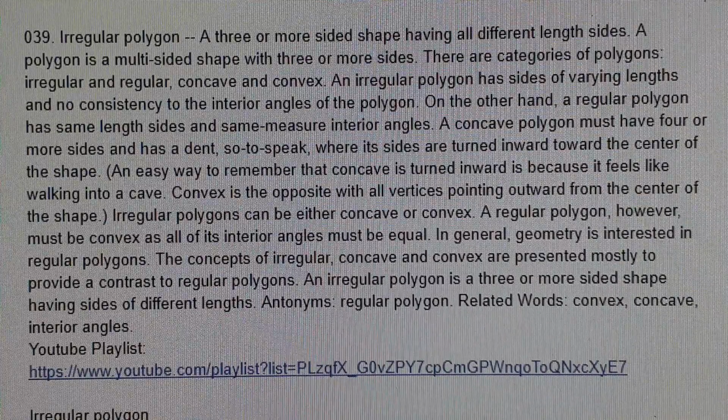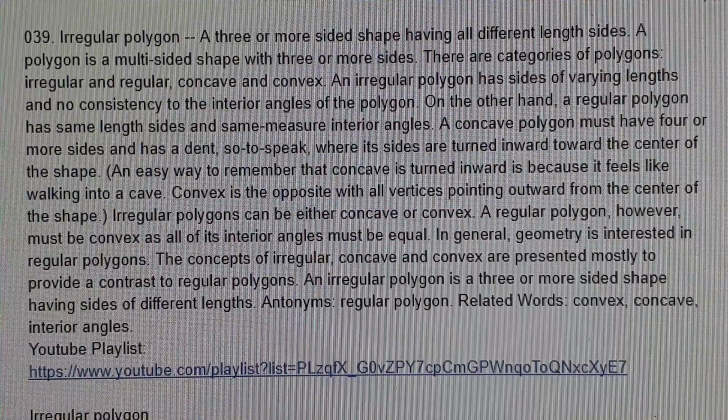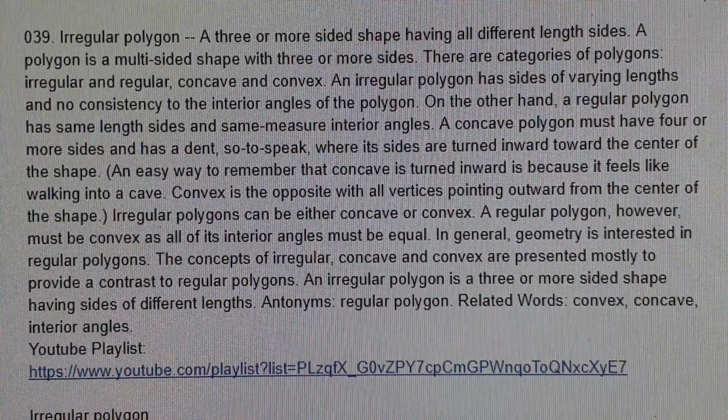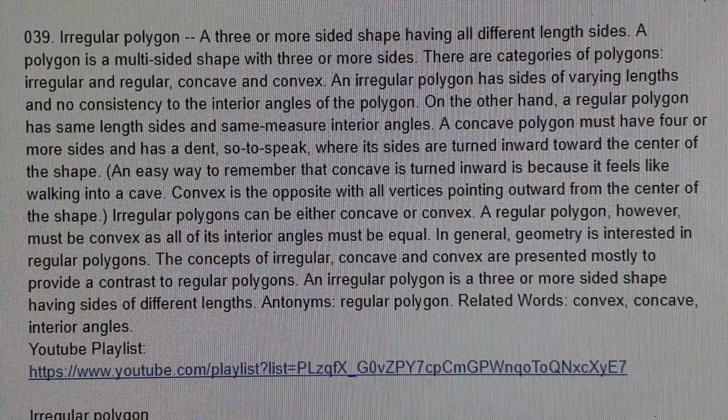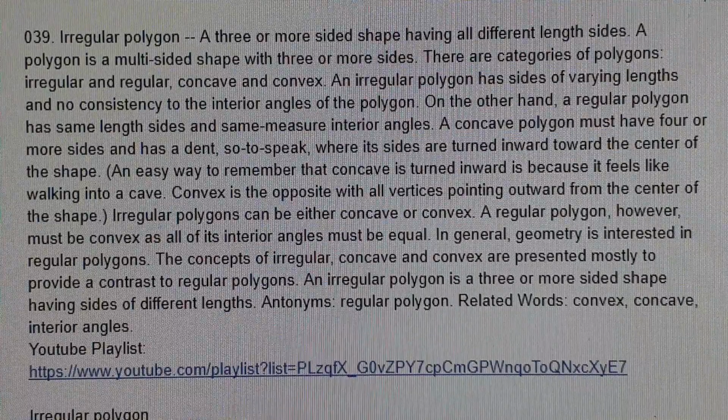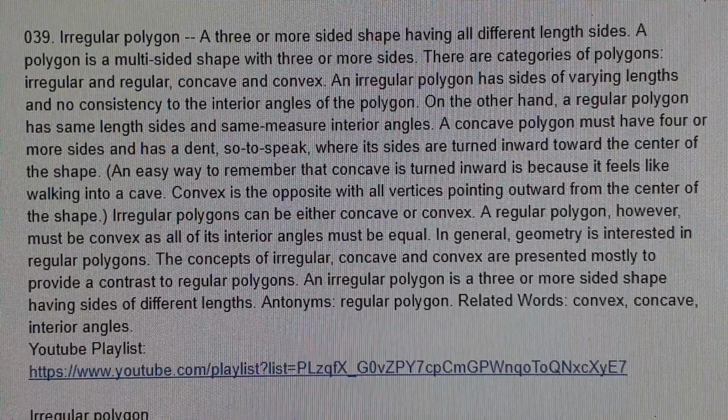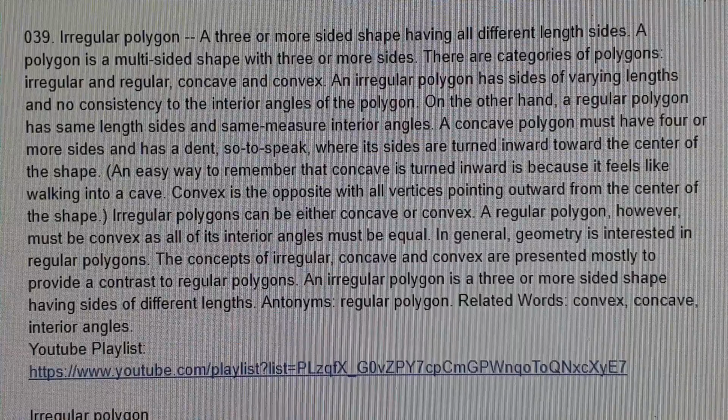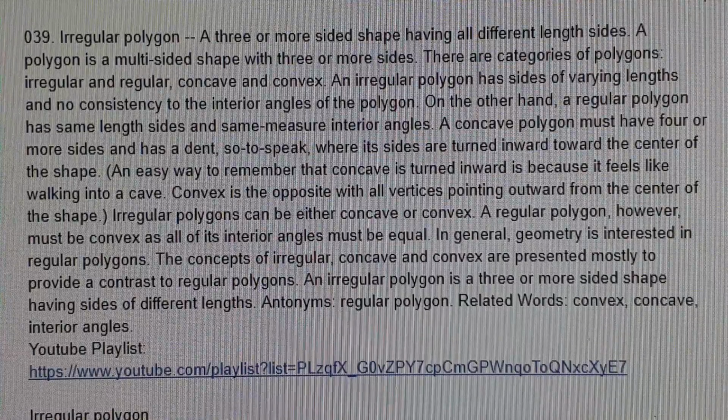An irregular polygon is a three or more sided shape, having sides of different lengths. Antonyms: regular polygon. Related words: convex, concave, interior angles.